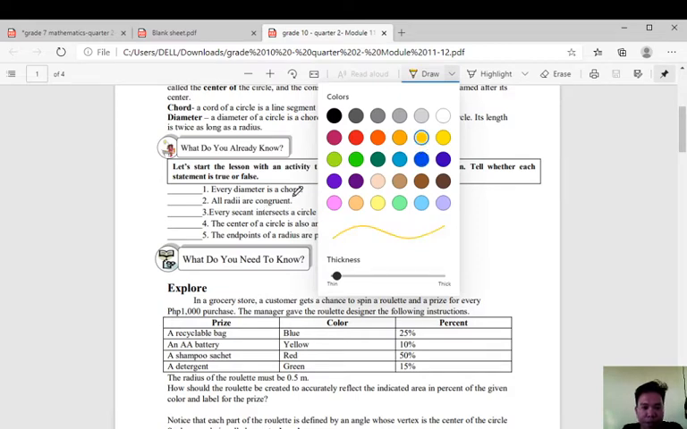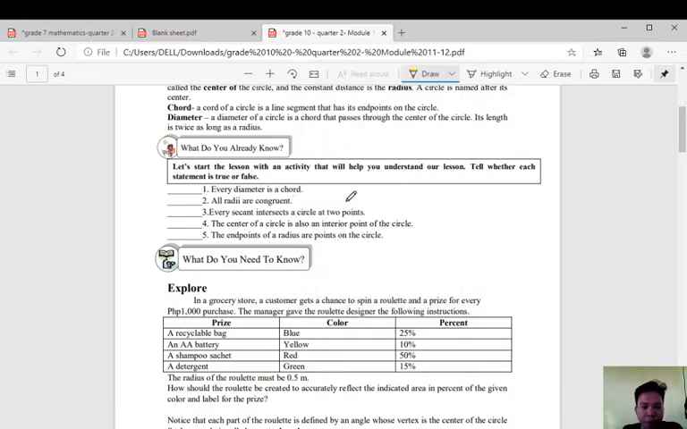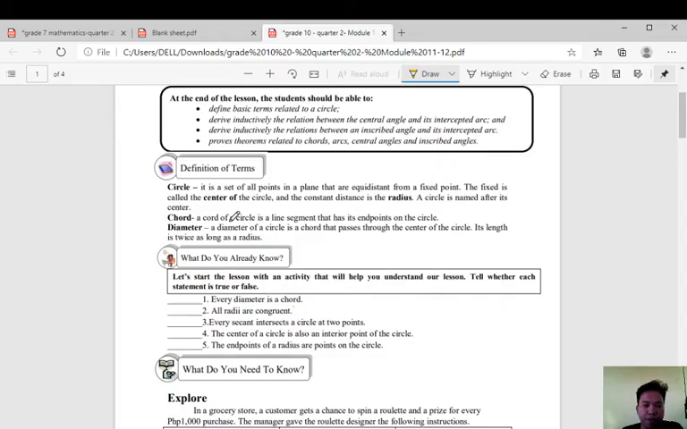In the pre-test part of this module, there's just a true or false question. I know you can answer that because most of the items were just basic concepts about circles, just basic facts about circles. So let's have the definition of terms. So what is a circle?